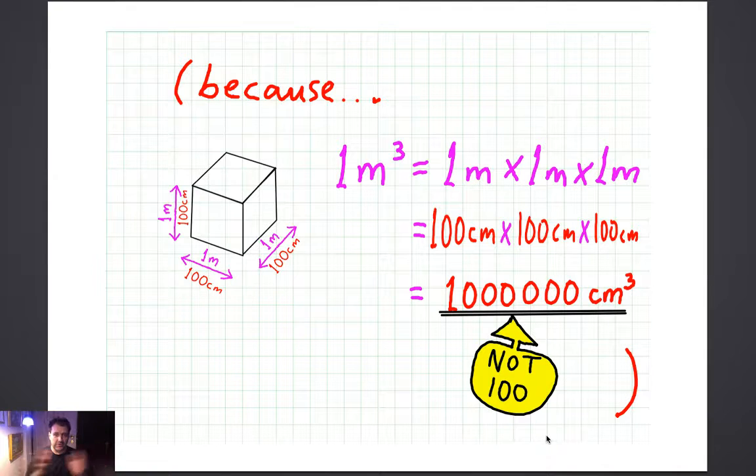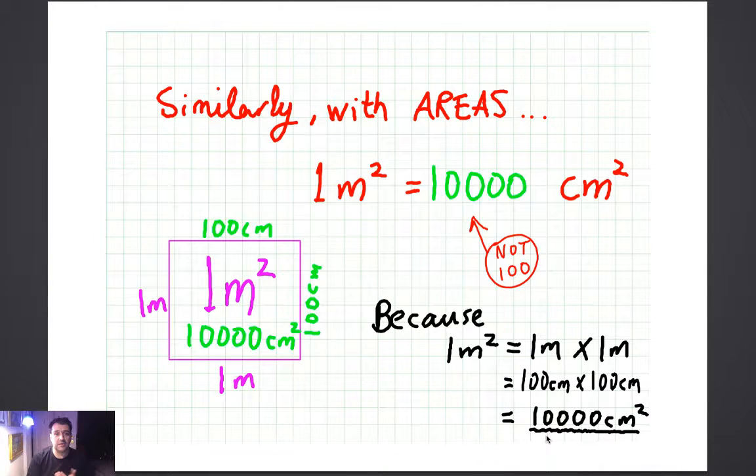So if you had a box that was a metre by a metre by a metre, and you were trying to fill it with dice that were a centimetre by a centimetre by a centimetre, you'd need 1,000,000 of them to fill it, and not just 100. Similarly with areas, a metre squared is a metre by a metre in 2 dimensions. So that would be the same as 100 centimetres times 100 centimetres. 100 times 100 is 10,000. So 1 metre squared would be 10,000 centimetres squared, and not 100.